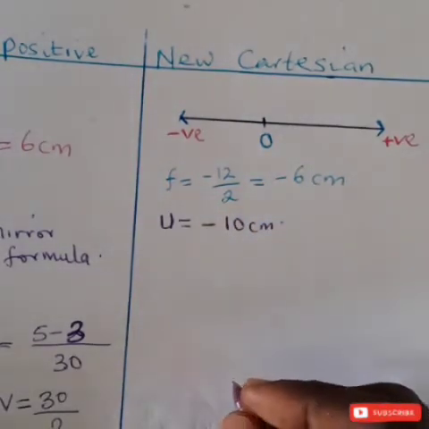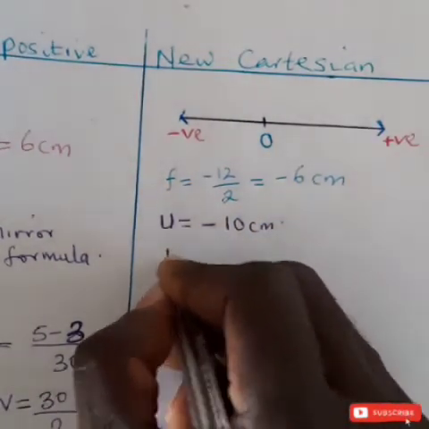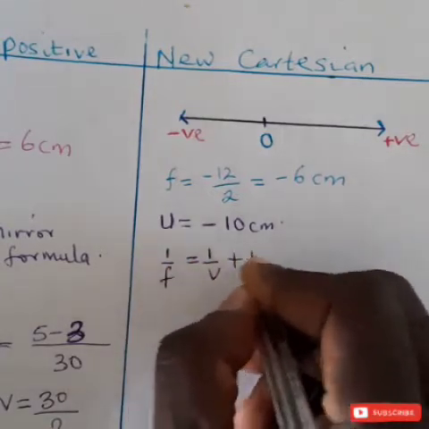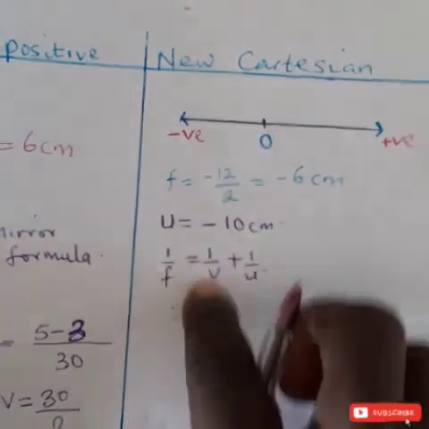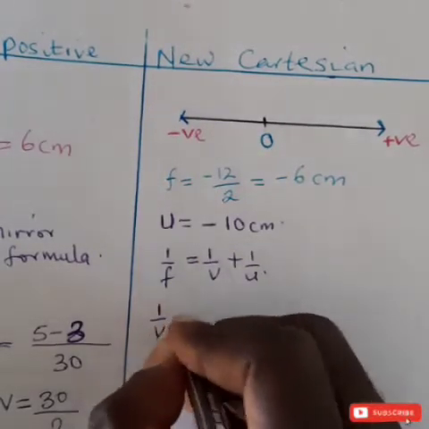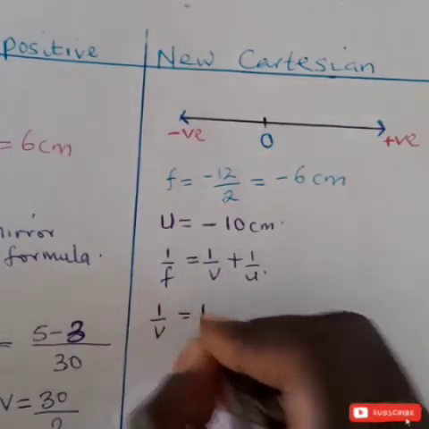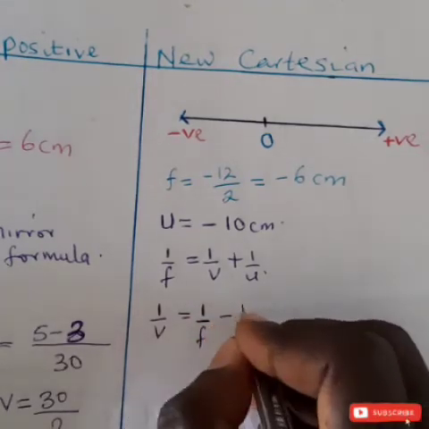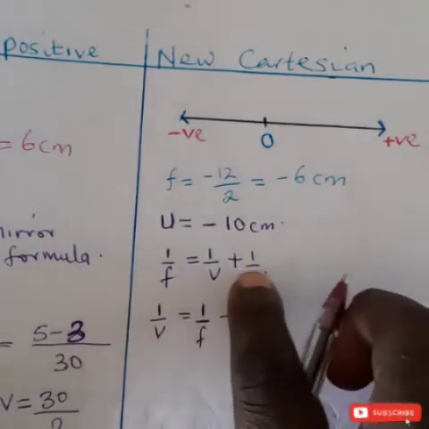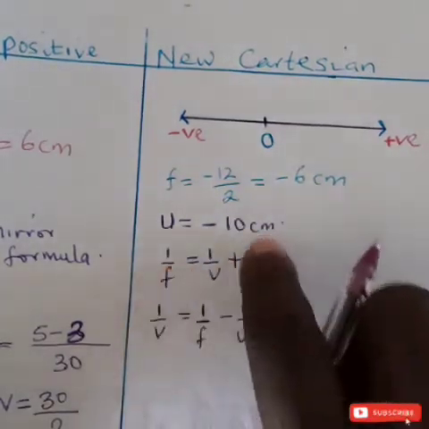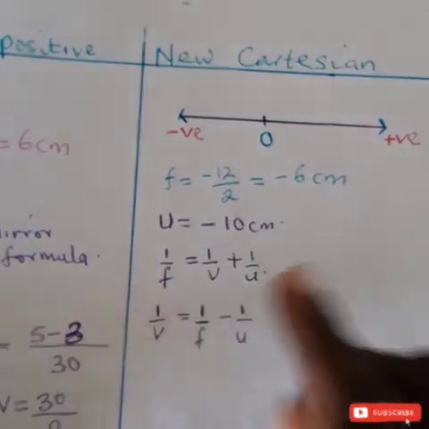Again, we are going to use the formula 1 over f equals 1 over v plus 1 over u. Now what are we looking for? 1 over v. So I'm going to make 1 over v the subject of the formula again. So I'm going to have 1 over v equals 1 over f minus 1 over u. I hope you understand what I did. I just took this one, transferred it this way, so it becomes 1 over f minus 1 over u equals 1 over v, which is the same as this.